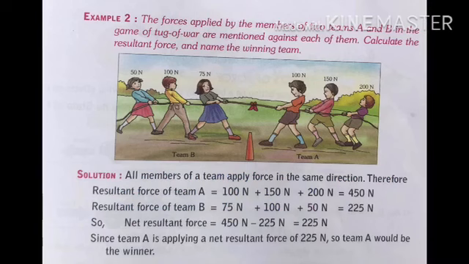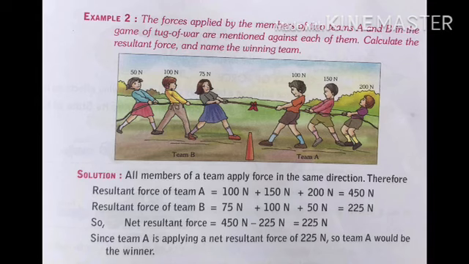Now I will take one example to understand this well. The forces applied by the members of two teams, A and B, in a game of tug of war are shown against each other. Calculate the resultant force and name the winning team.